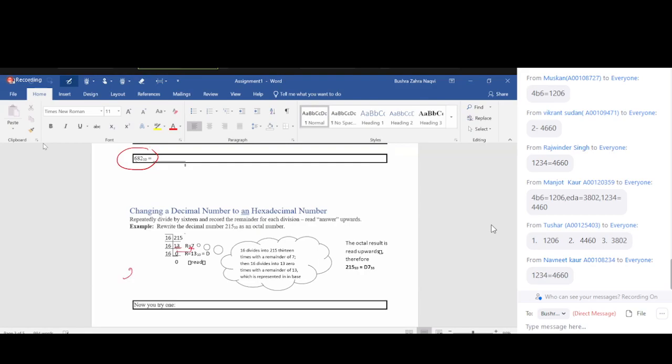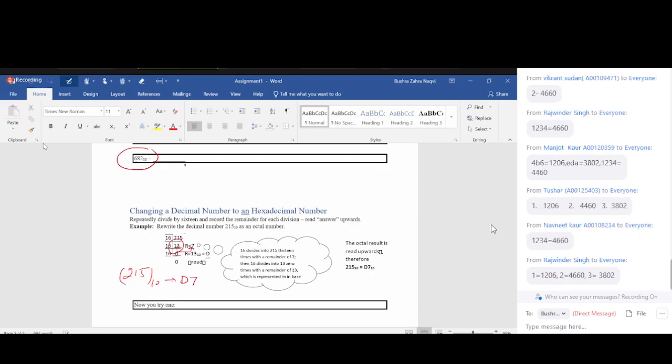So 215 in decimal is equal to, okay, 13, and 13 is less than 16, right? So remember 13 means D in hexa. So you're going to write down its equivalent, D7. Make sense? Hopefully.